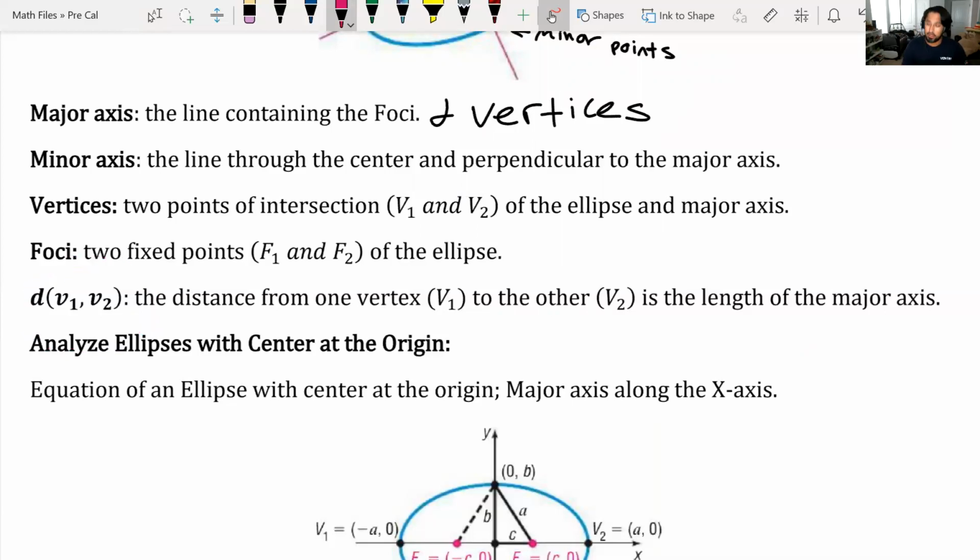If that ever pops up in a problem that says the length of the major axis is 8, just know that you'll have a vertex on one side and a vertex on the other side. That's where you measure. Nothing past the vertex, only in between the vertices.